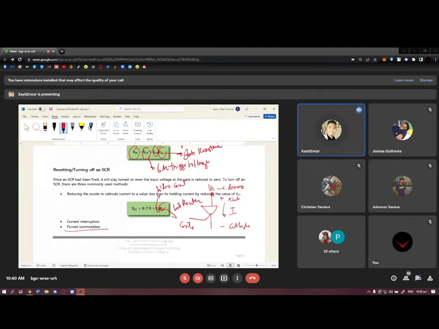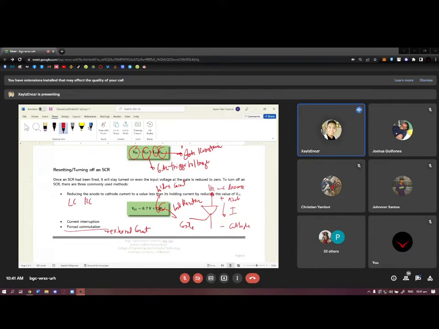Ibig sabihin naman ng force commutation, ang pagkakaiba niya with the current interruption, sa current interruption, it's manual. You are physically interrupting the flow of current. Dito sa force commutation, so kailangan mo dito ng external circuit. So you need an external circuit para ma-turn off si SCR. So pwede siya yung LC circuit, RC circuit. Okay, so any circuit, any external circuit na makakapag-turn off ng SCR. So that is force commutation.